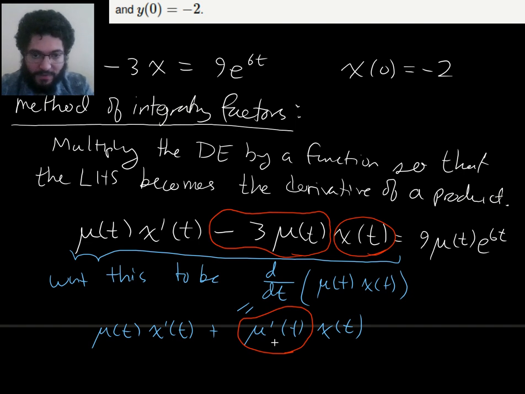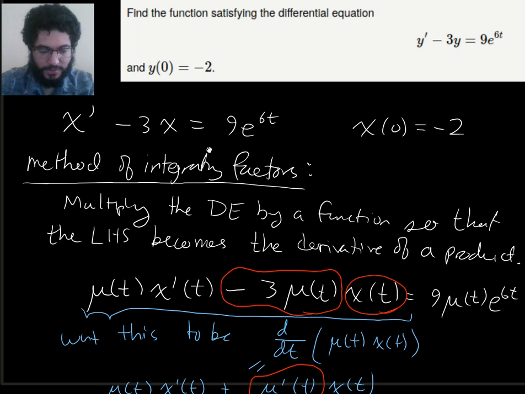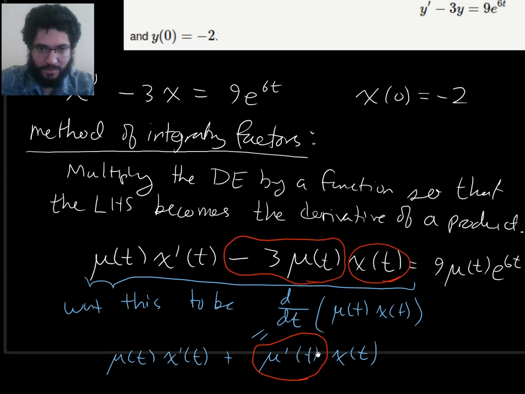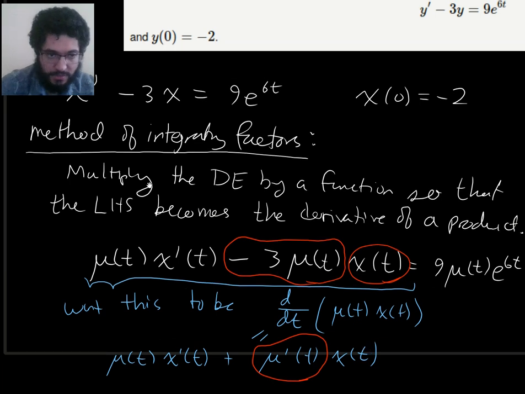And that would do. If I found a function mu such that mu prime equaled negative 3 mu, then I could multiply my original differential equation by that function mu, and that would allow me to write the left side as a derivative like this. Then I can integrate and finish. So this function mu, if we can find it, is called an integrating factor. So the mu showing up here is called an integrating factor.